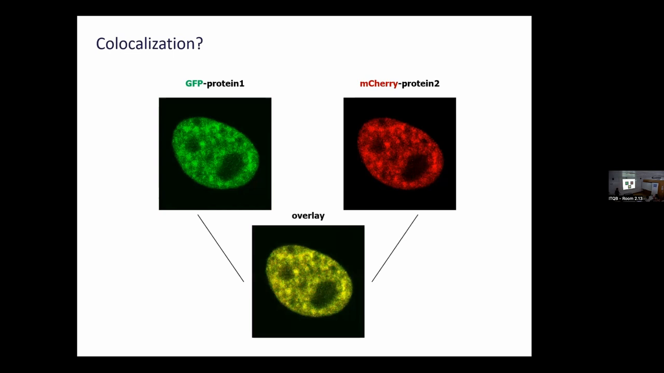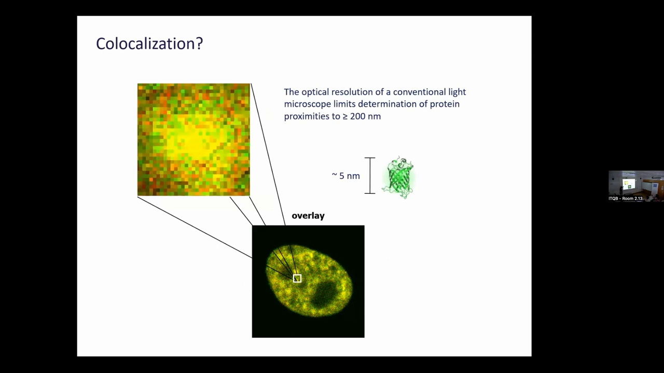Co-localization is typically shown as yellow. We can freely adjust the amount of green intensity and red intensity on any microscope. The question is, even if you are able to detect them in a single pixel, and not going super resolution here, on a typical confocal you're limited by the diffraction limit of light. You have 200 nanometers resolution.